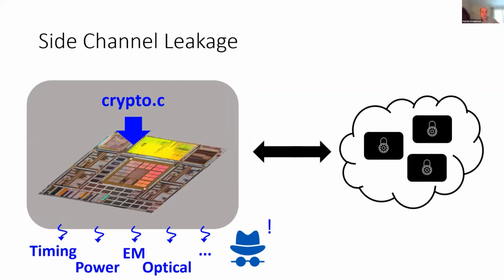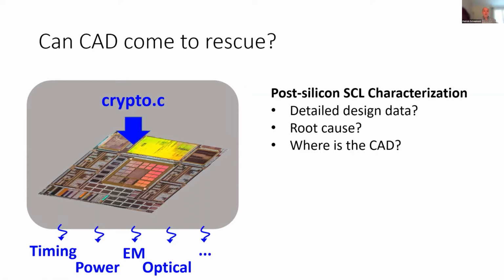And so then the question is, how do we deal with this problem? And how can we help the crypto application developer give an assurance that this type of effect, which is actually never taken into account during the development of the algorithm, can be dealt with? And there are really two flavors of this problem. The first flavor is that of the post-silicon side channel leakage characterization.